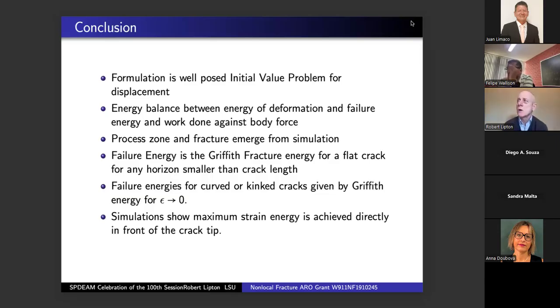Yeah. So the answer is yes. And what's fun is there is, and I'll remember his name in a minute, I met him. We recently organized an Oberwolfach meeting on fracture, and I can provide his name.